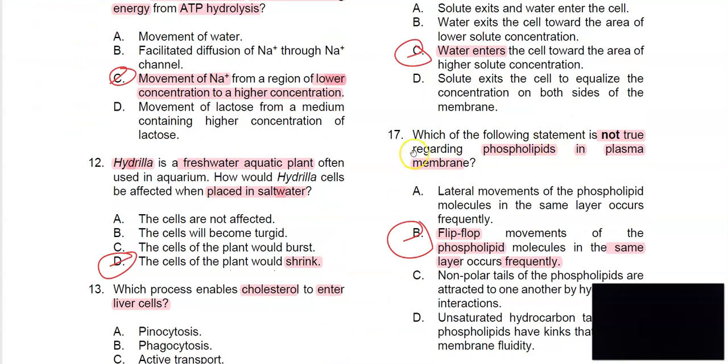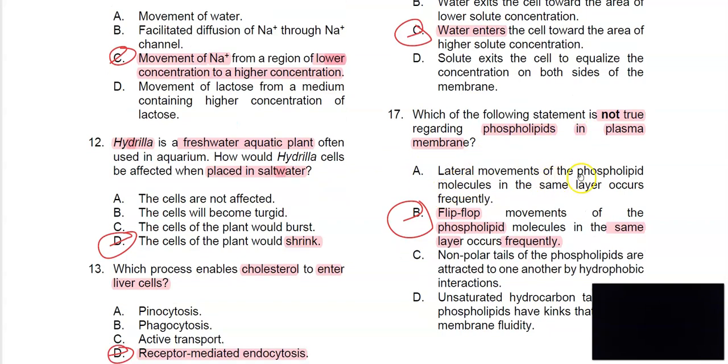Okay, number 17, which of the following statements is not true regarding phospholipid in the plasma membrane? Okay, not true. So we look at statement A. Lateral movement of phospholipid molecules in the same layer occurs frequently. So this one is correct. Phospholipid molecules can move laterally, and the movement of the phospholipid is frequent.